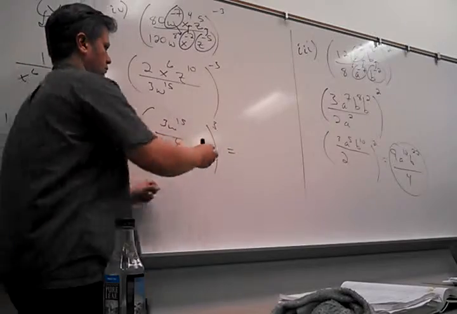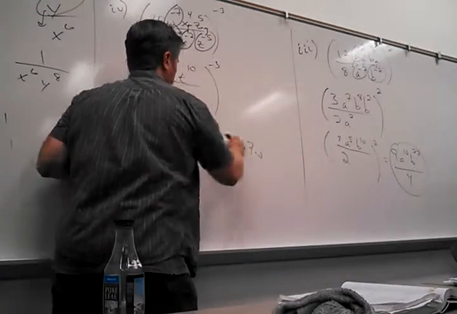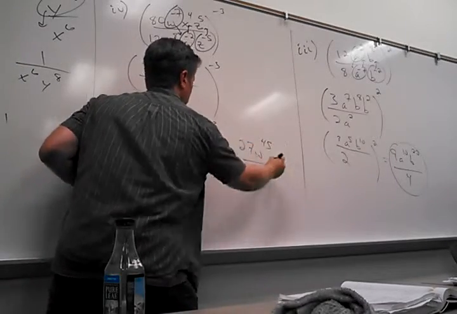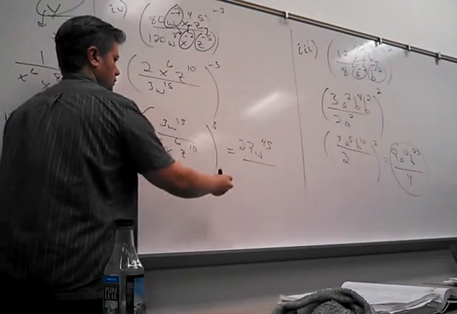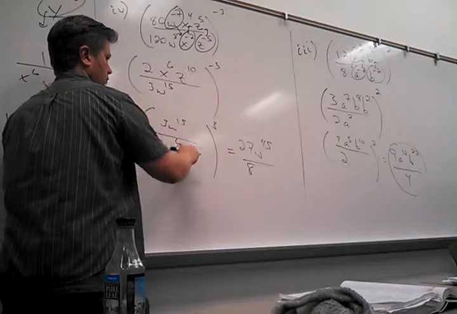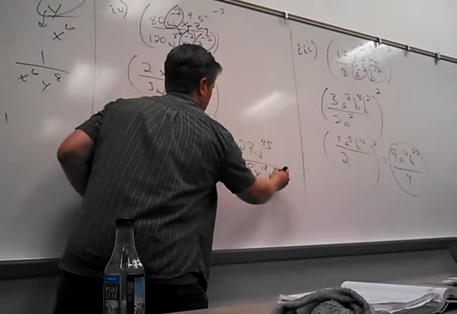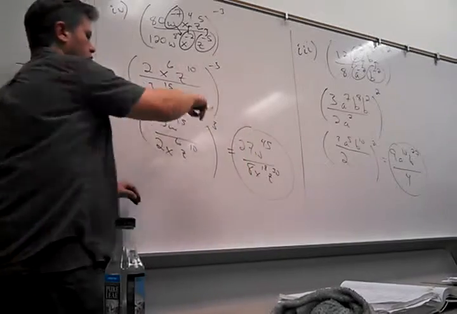3 cubed, 27, w to the 45th. Good, 45th, you got to multiply. 2 cubed, 8, 18. Good, x to the 18th, z to the 30th, I love it. You're multiplying those powers because you're raising them.